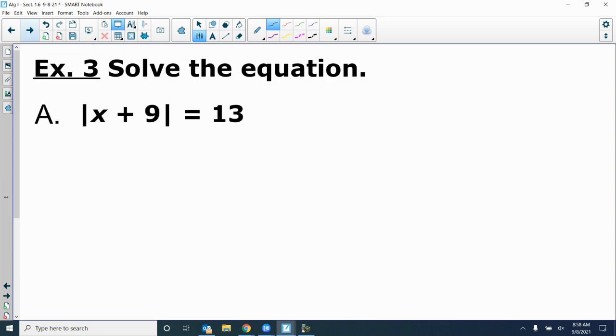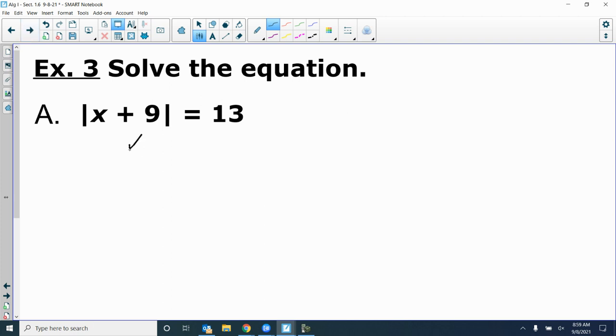Now let's get crazy. Absolute value of x plus 9 equals 13. Now here's how we're going to do these type of problems. If the inside equals 13 or negative 13, that'll make it true. So here's how we solve it. We're going to do two cases.